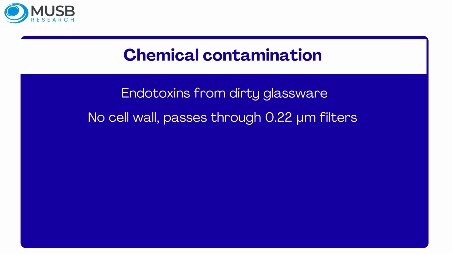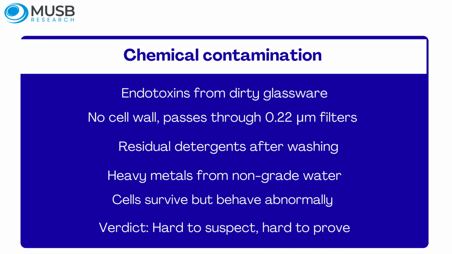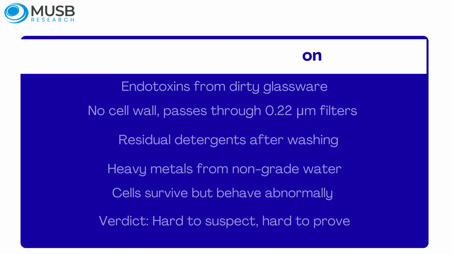Endotoxins, breakdown products from bacteria that can survive on poorly cleaned glassware even after autoclaving. Residual detergents from washing bottles, even tiny amounts can disrupt lipid membranes and signaling pathways. And heavy metals from water that isn't cell culture grade. Tap water. Tap water treated with a standard filter but not proper ultrapure filtration. The rule here is simple: use cell culture grade water only. Always, no exceptions.